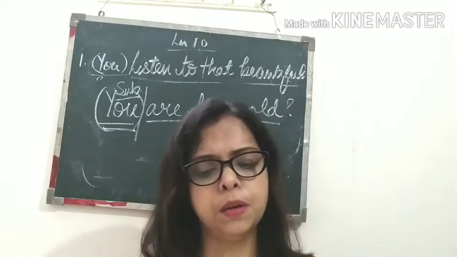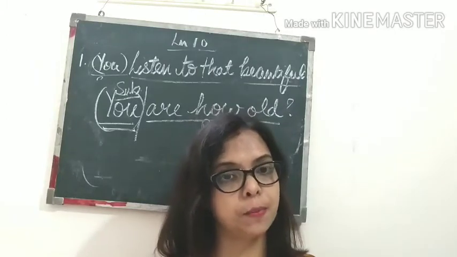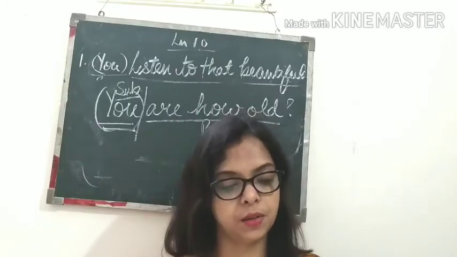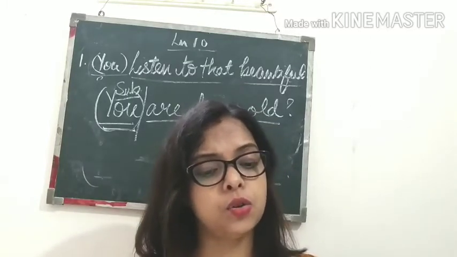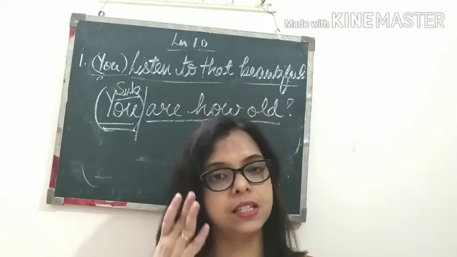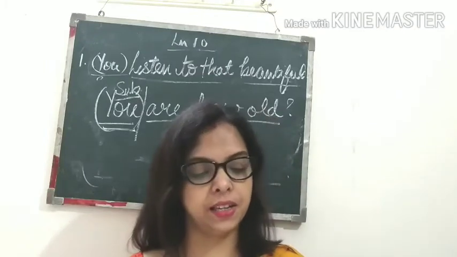John made a terrible mistake. Who made a terrible mistake? John. So John is the subject and made a terrible mistake is the predicate. We love our dog Simba. Who love our dog Simba? We. So we is the subject and love our dog Simba is the predicate.